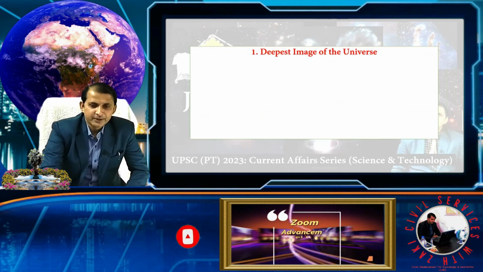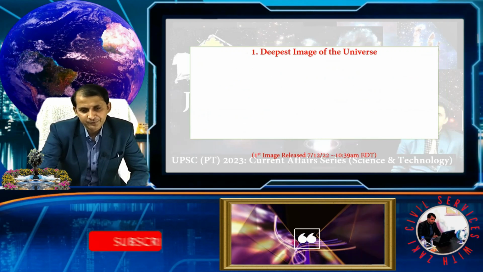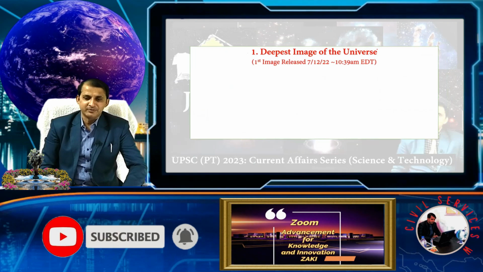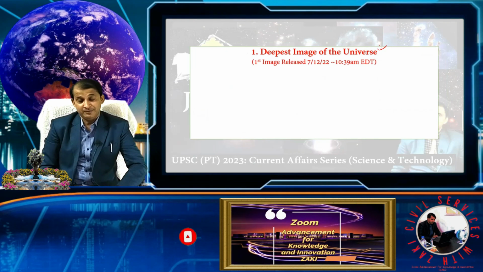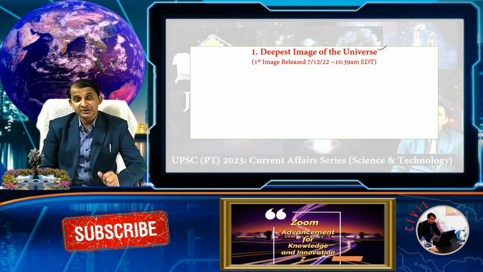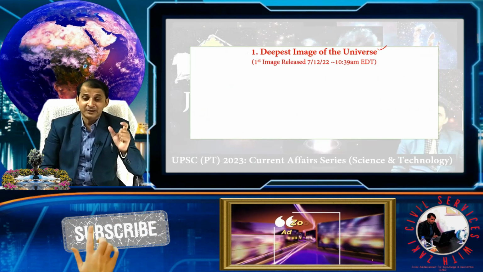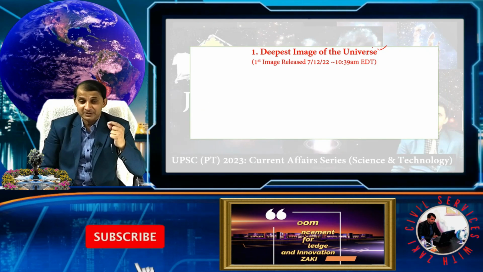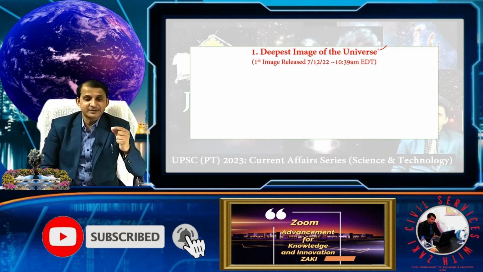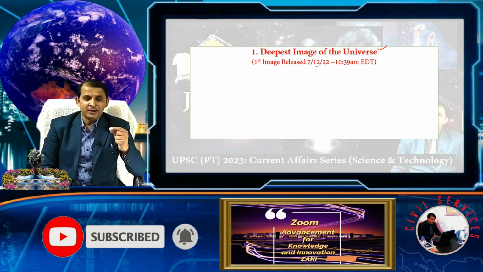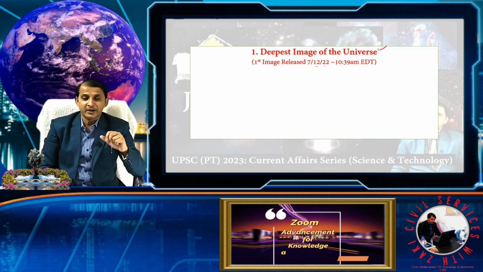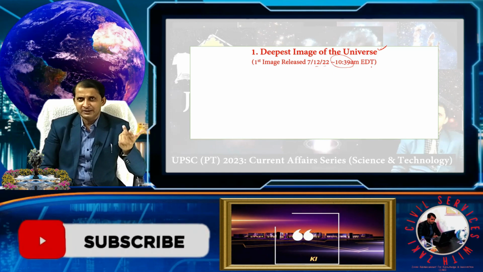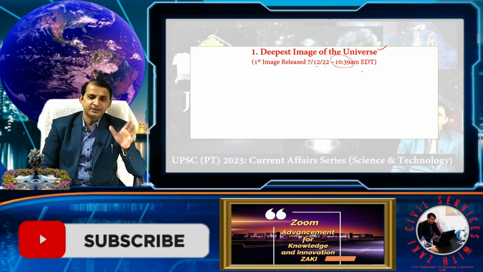Number 1, the deepest image of the universe. It is the first image taken by the James Webb Space Telescope, and in the history of the James Webb, it is the deepest image of the universe. It was released on 12 July 2022 at 10:39 AM EDT, which means North American Eastern Daylight Time.